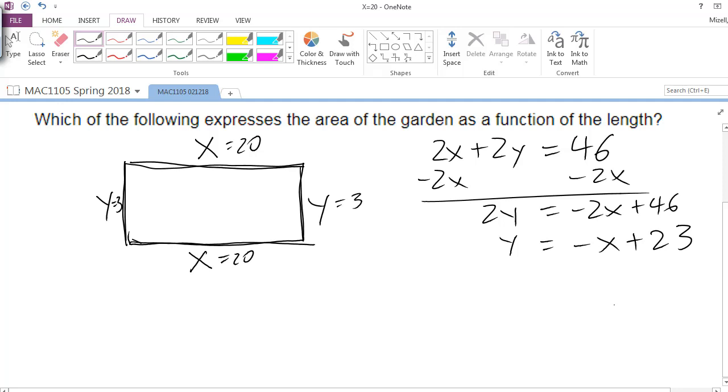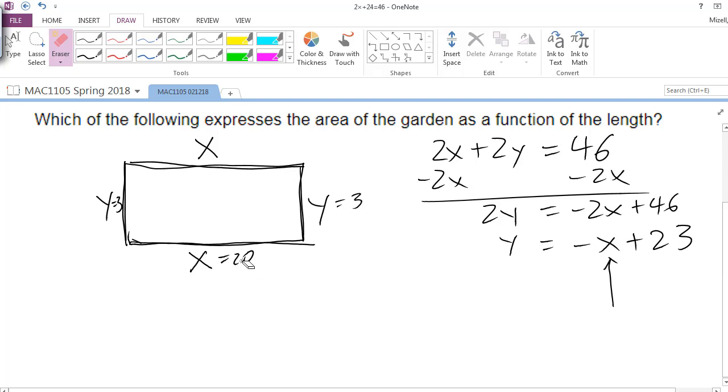But that's our calculation. See, if we input a 20 right there, negative 20 plus 23 tells us how wide it can be. So y, in this specific case, x is 20, y equals 3.